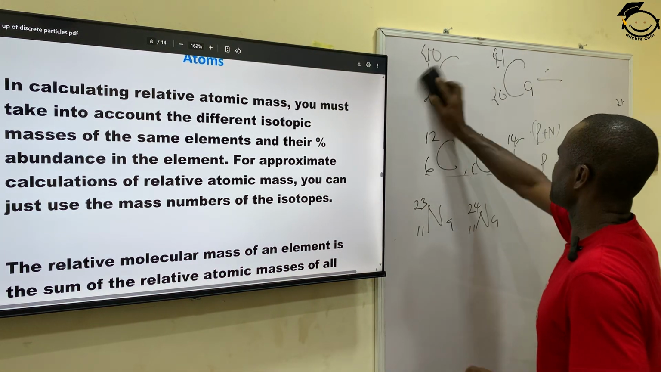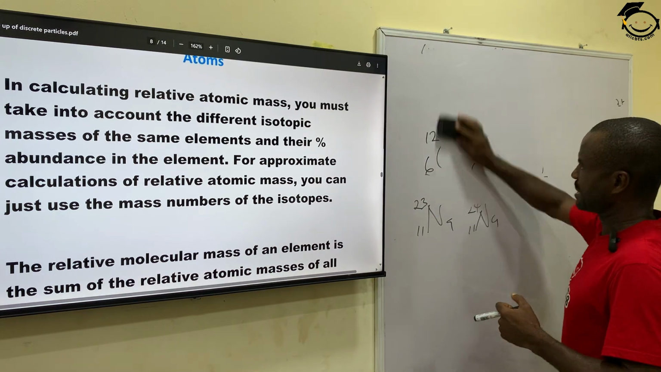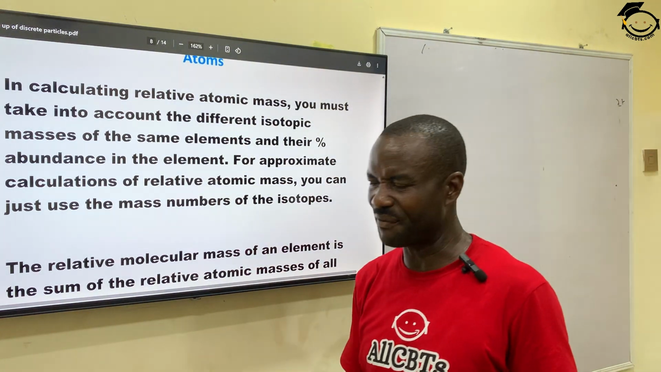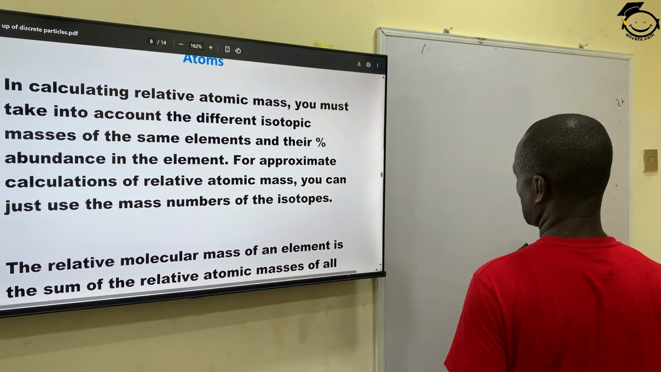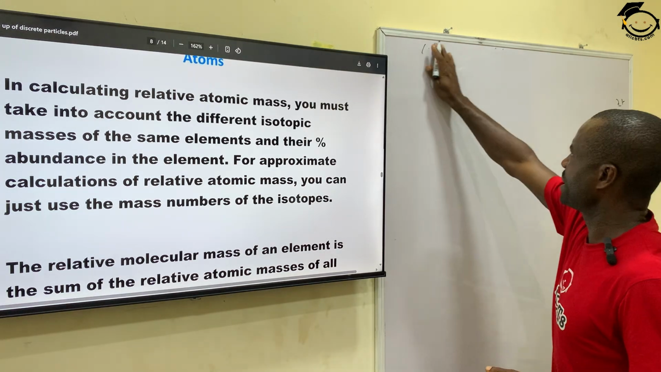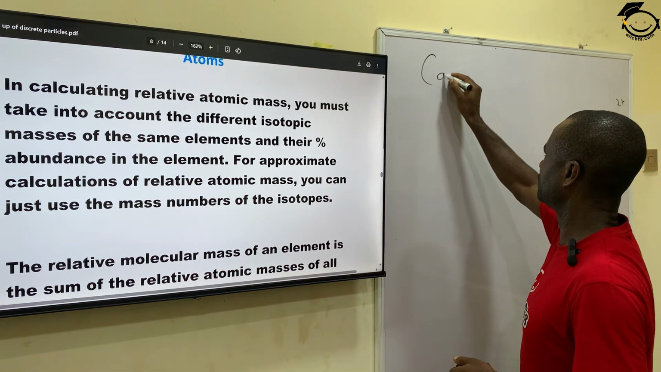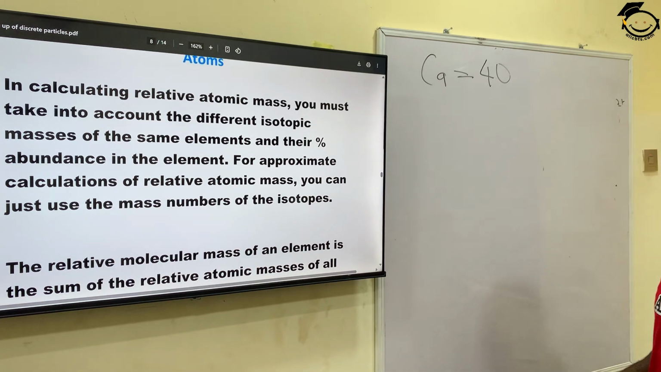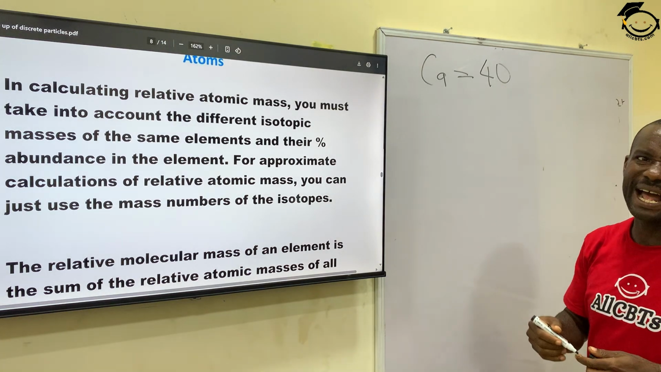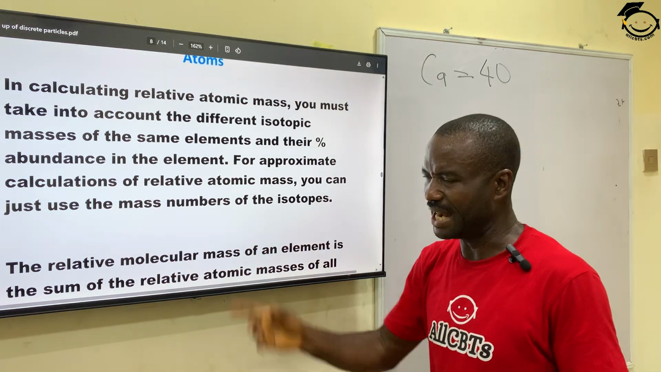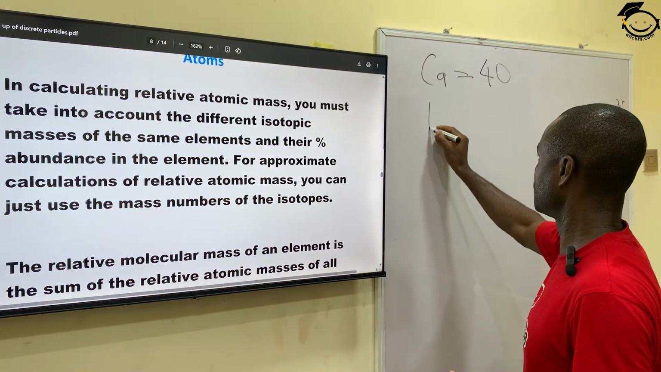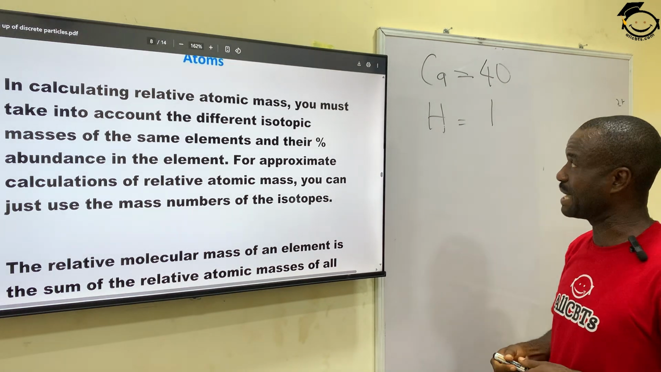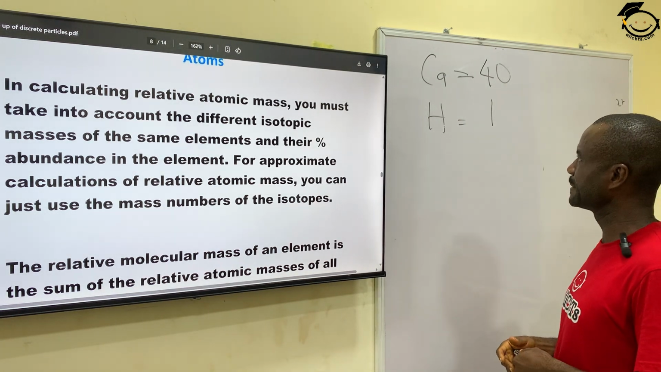What do we mean by this? What is relative atomic mass? Relative atomic mass simply means the number of times an element is heavier than 1/12 of the carbon-12 isotope. What do I mean by that? For instance, we have calcium. Calcium has a relative atomic mass of 40. It means it is 40 times heavier than the lightest element, which is hydrogen. Hydrogen is 1, so the relative atomic mass of hydrogen is 1.